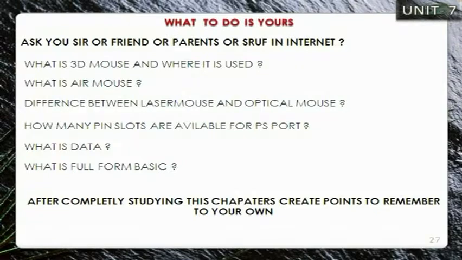What is a 3D mouse and where is it used? What is an air mouse? What is the difference between the laser mouse and the optical mouse? How many pin slots are available for the PS port? What is data? What is the full form of basic? In computer basics, in the first topic I said CB, the B means beginners, I already said. Now you write beginners. Then what does ASIC mean? You write it. Then in the introduction, how to use this presentation on your own. I said already, check the new points, new topics, new terms, then create your own. Okay.